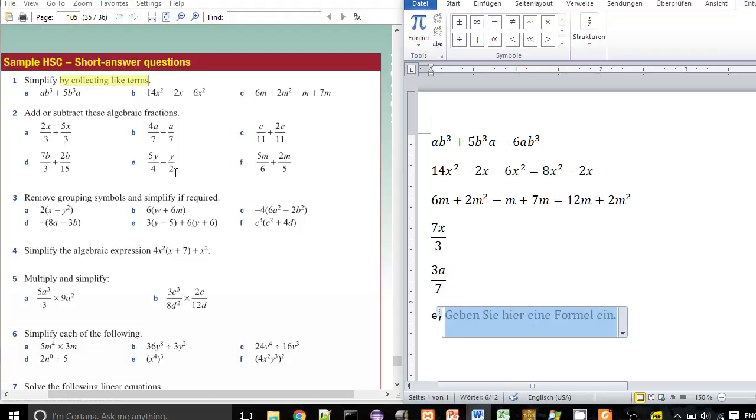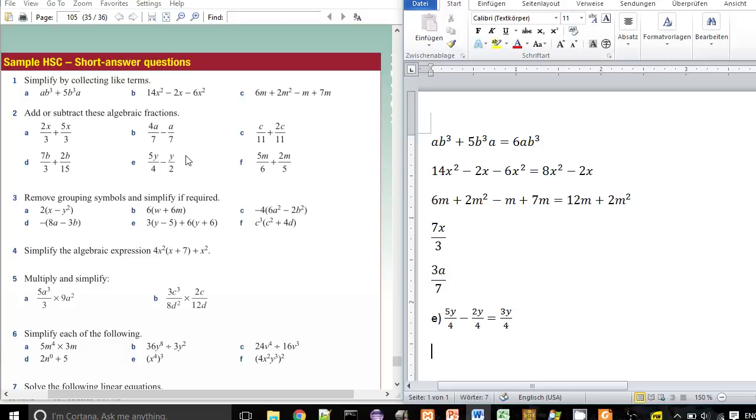Now, they're 1 out of 4, 1 out of 2. We need to make them the same, so I'm going to double this one. So I'm going to make it 2y out of 4. Okay, so 5y over 4 minus 2y out of 4. 5y minus 2y is 3y out of 4. It's actually, if you take the y out, it's the same thing. 5 over 4 minus 1 over 2 is 3 over 4.